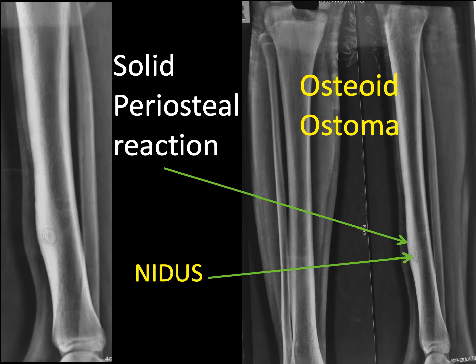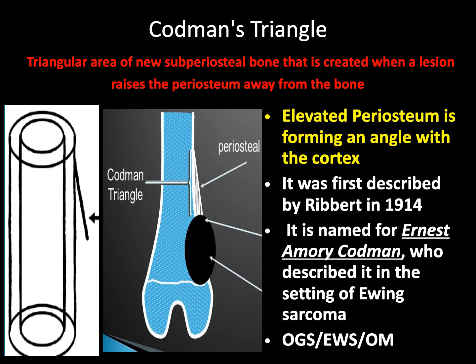Solid type of periosteal reaction is seen generally in benign tumors. This is a case of osteoid osteoma with a nidus inside, so it's a benign type of periosteal reaction. Osteoid osteoma has solid type of periosteal reaction, and we can appreciate the nidus seen inside the cortex. Next important is Codman's triangle.